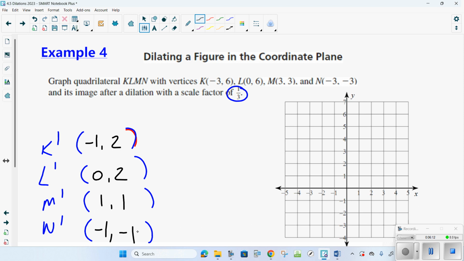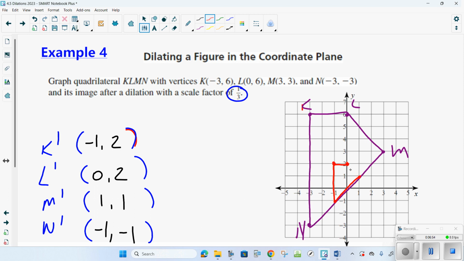I'm going to graph both, and again, a little color would probably be nice. So I have negative 3, positive 6, 0, 6, 3, 3, and negative 3, negative 3. So it's a pretty big figure here. And this was K, L, M, N. Now, doing the new figure, we'll go ahead and change colors. We'll go to red this time. Negative 1, positive 2, 0, 2, 1, 1, and negative 1, negative 1.